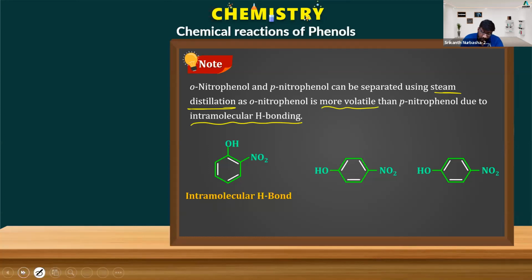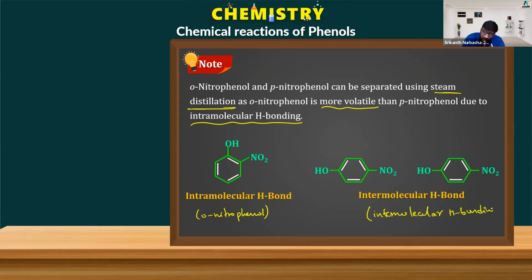So we have intramolecular hydrogen bonding here in orthonitrophenol. This is orthonitrophenol. Within the molecule we have hydrogen bonding, but here in paranitrophenol we have it between two molecules, intermolecular hydrogen bonding. Because of this, orthonitrophenol and paranitrophenol can be separated using steam distillation as a technique. Right? So this is the first reaction, where you have done the nitration of phenol. The OH group in phenol is a very good electron donating group, so it greatly increases the electron density at ortho and para positions.